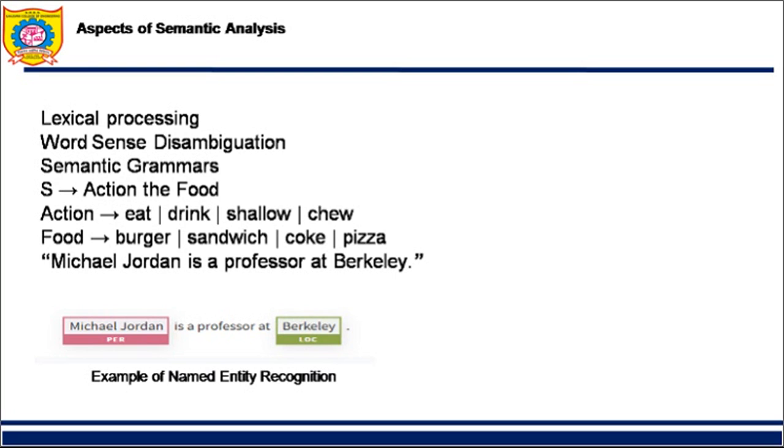So your sentence is Michael Jordan is a professor at Berkeley. Michael Jordan is a person. Is a professor at will be separate, and Berkeley is separate, it is the location. This is called named entity recognition. Over here, named entities have been recognized: it is a person, it is the middle string, it is the location. This is what we had done in our previous slides.